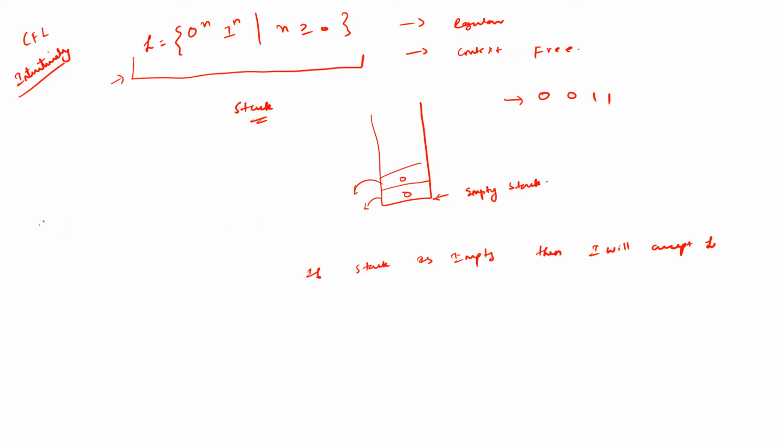Let me convince you. Let's take 0^n 1^n 0^n. Let me take n equal to, let's say, 2, for example. Then the string is 001100. This string also has a mirror image, right? Yes. But can you accept this using a stack? Can you give me a procedure that uses a stack to accept this kind of string?